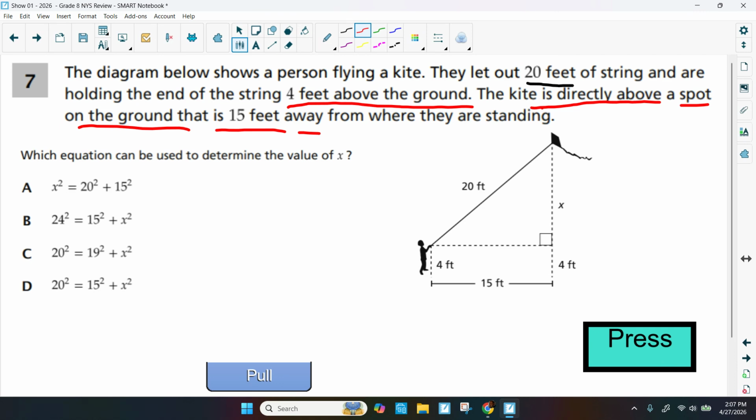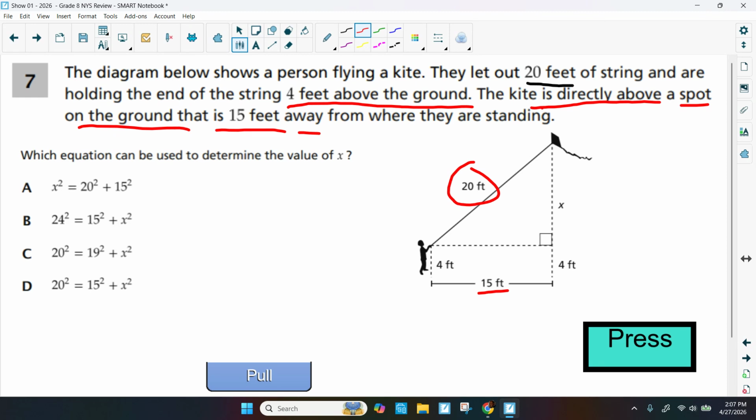There's the young man holding his kite. The string, they say, is 20 feet. And the distance from where the gentleman is standing to the spot is 15 feet, and we got that down there. So there's our 20 feet and the 15 feet. And we have an X over here, and I see 4 feet.